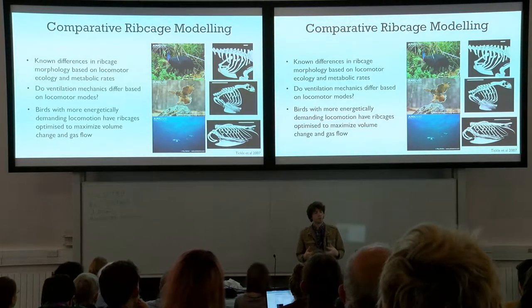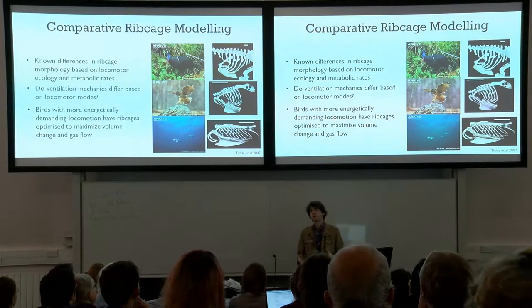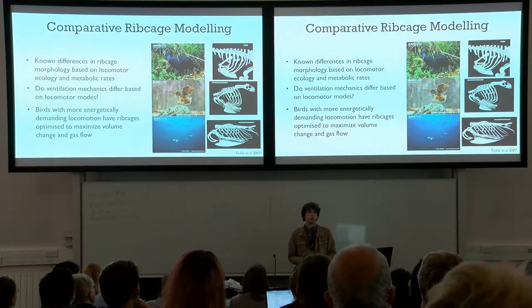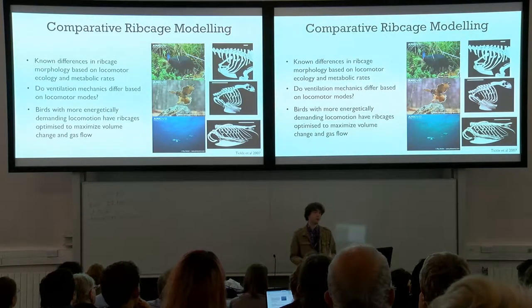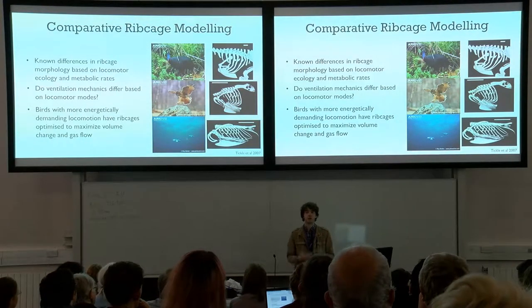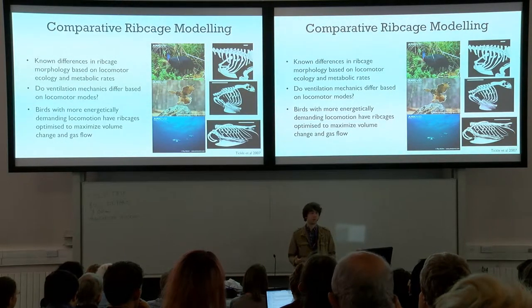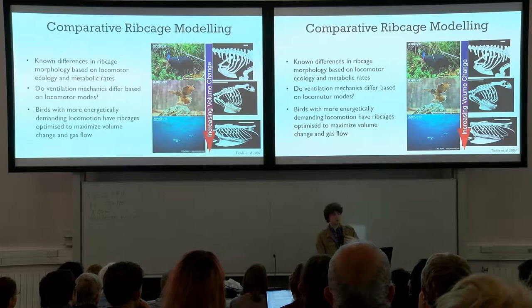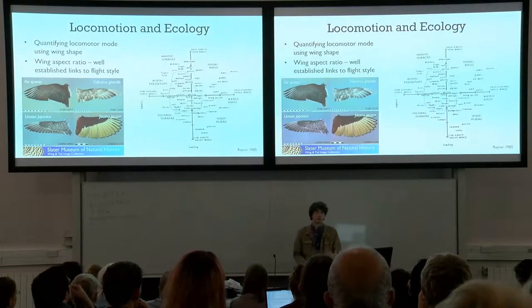And I wanted to know whether there's actual variation in function as well as form, and whether this is tied to locomotion. And the hypothesis I've kind of been working with is that birds with more energetically demanding forms of locomotion, so flying as opposed to walking, might have rib cages better optimized to maximize gas exchange and gas flow, so they can get more air in, more oxygen in, and support this more metabolically demanding locomotor habit. So do you see an increase in the efficiency of the rib cage as you go through these different locomotor modes?